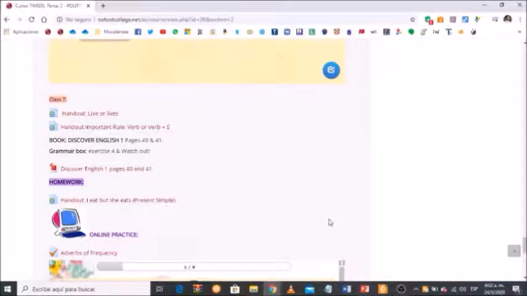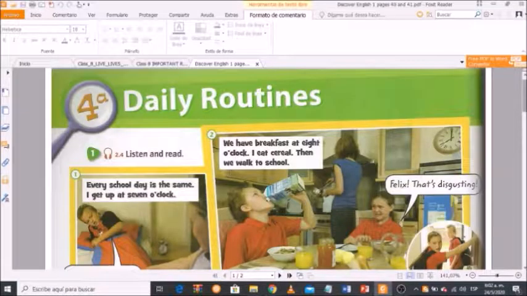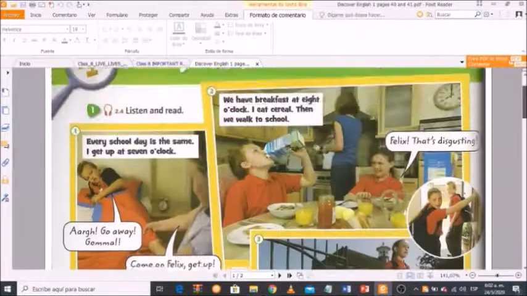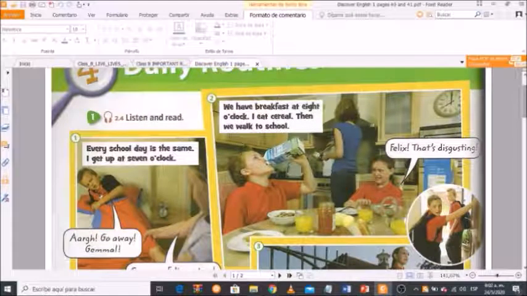Okay, and now we are going to work with your books. So, we are going to work with pages 40 and 41. Let's start with page 40. So, this is page 40. And look, we have already listened to this story.